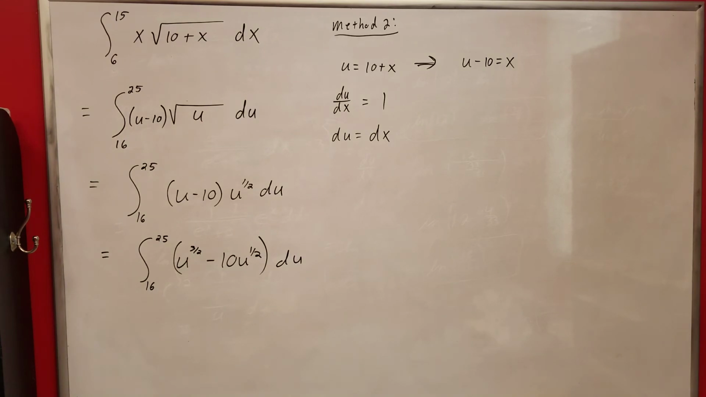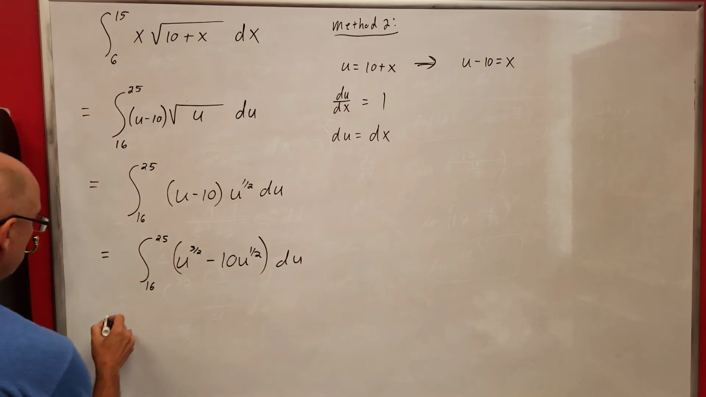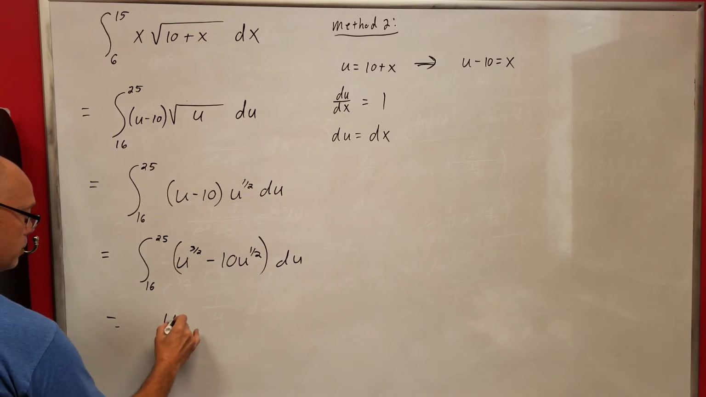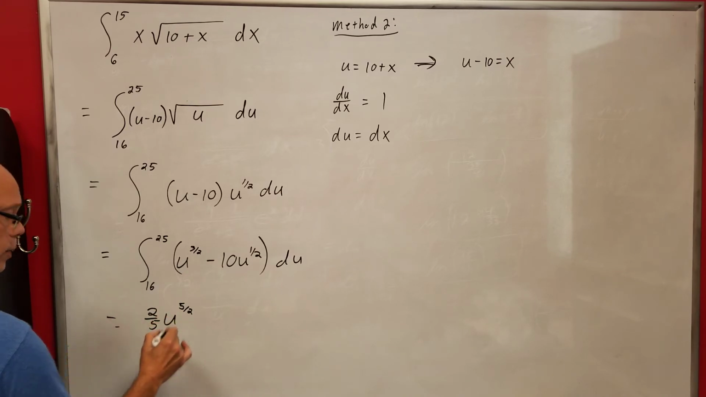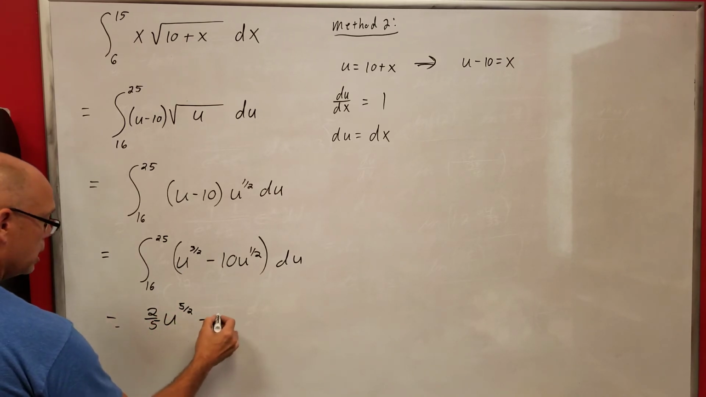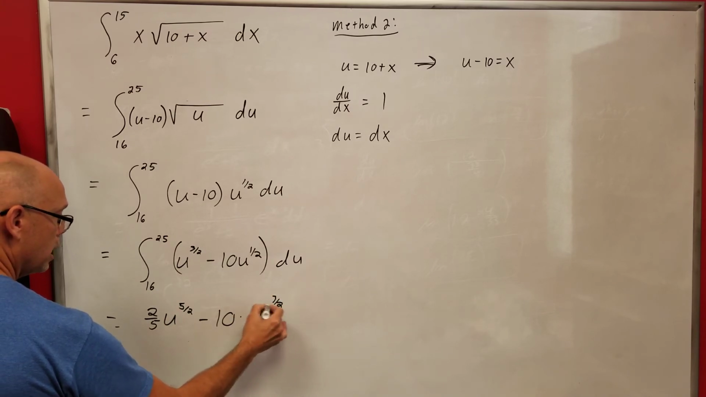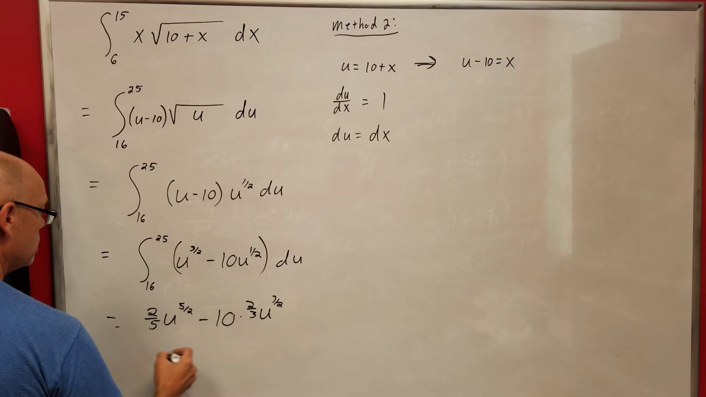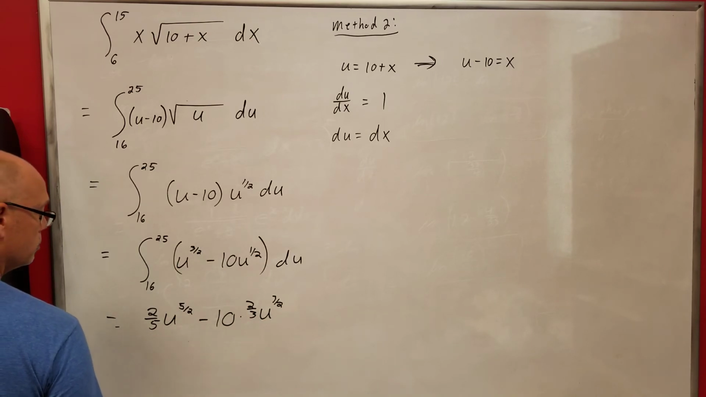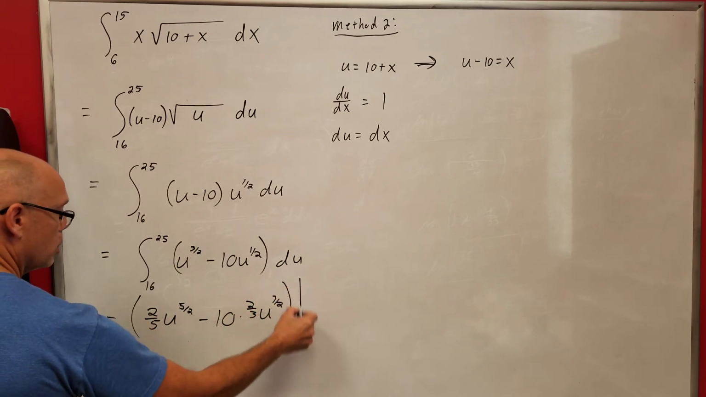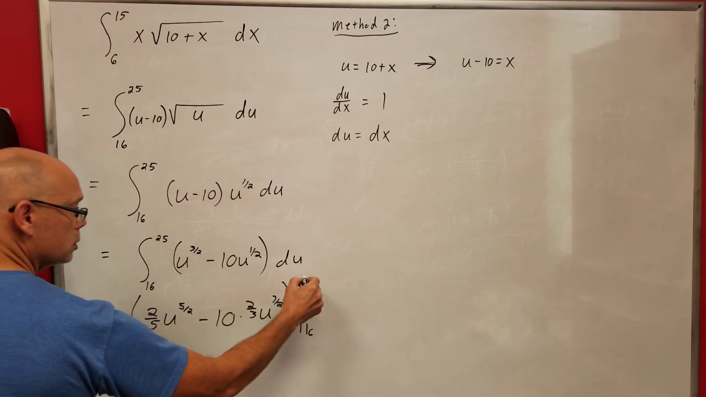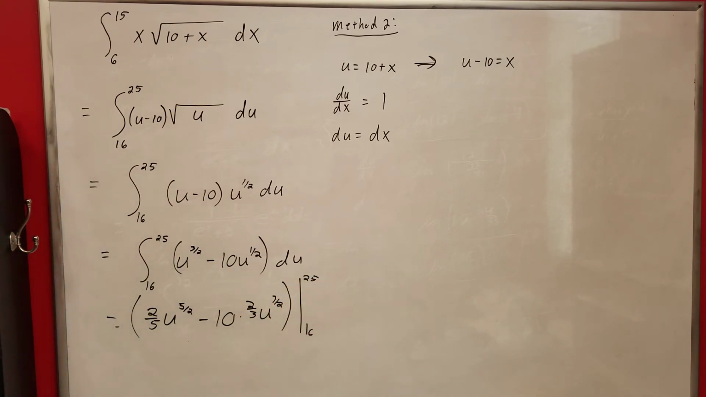Now let's go ahead and take an antiderivative here. So if we take an antiderivative here, what are we going to have? We're going to have u to the 5/2 times 2/5 minus 10 times u to the 3/2 times 2/3, and we're going to run that from what to what? 16 to what? 25.